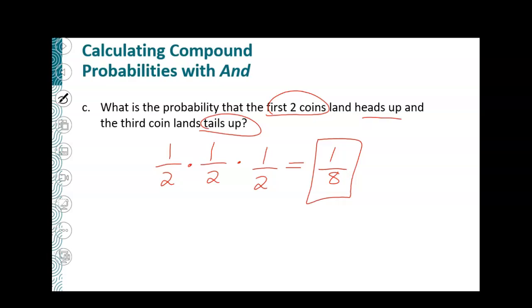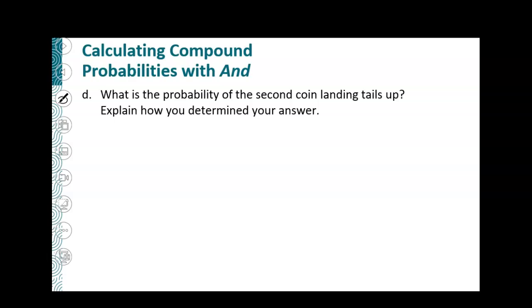Alright. Let's move on. That would be part D. Okay, this is where it's important that we know how to read and understand what we're reading, because if we can't read, we can't do math. So, what is the probability of the second coin landing tails up? Did they say anything else? No. But how many events are happening?